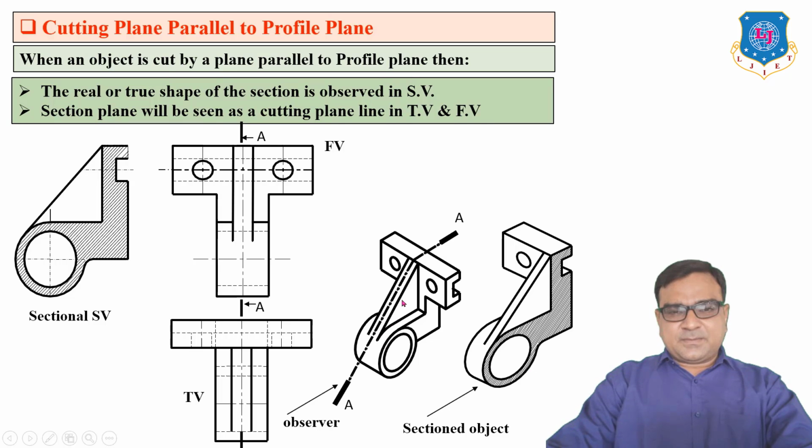Now keep in mind, whenever a rib is cut by the cutting plane in a sectional view, we cannot use hatching lines for that rib, because a rib is an additional part of the object which is used to increase the strength of the object. So in a rib we never use hatching lines or section lines.